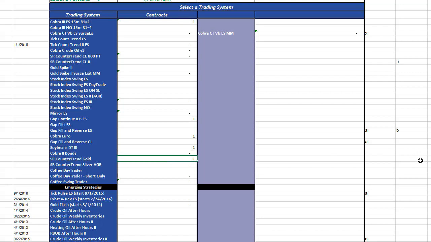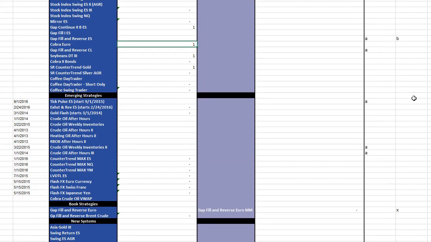SR Counter Trend Gold, we've had that since 2012. And what else did we miss? We missed Cobra Euro. We've had that a long time as well. 2009, I believe. The Cobra pattern started back in 2005. So yeah, we're left with 5 strategies.